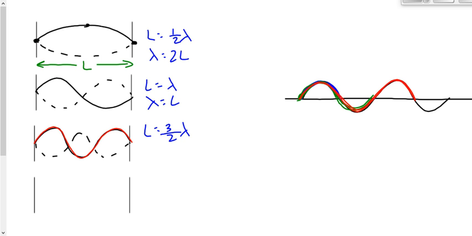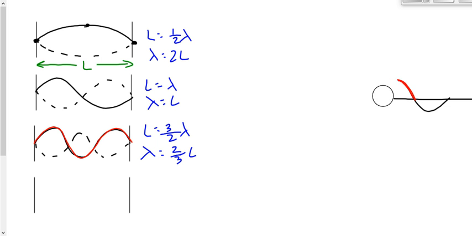It wouldn't be wrong to say it's 1.5 lambda, but it's going to be easier to see the pattern that we want to see if we write it as 3 over 2 lambda. So that's what I'm going to do. Rearrange that. 2 goes up, 3 goes down, and it becomes lambda is equal to 2/3 times L. And we could keep going, but we don't need to, because this is enough to see the pattern that we're going to see in just a couple moments here.